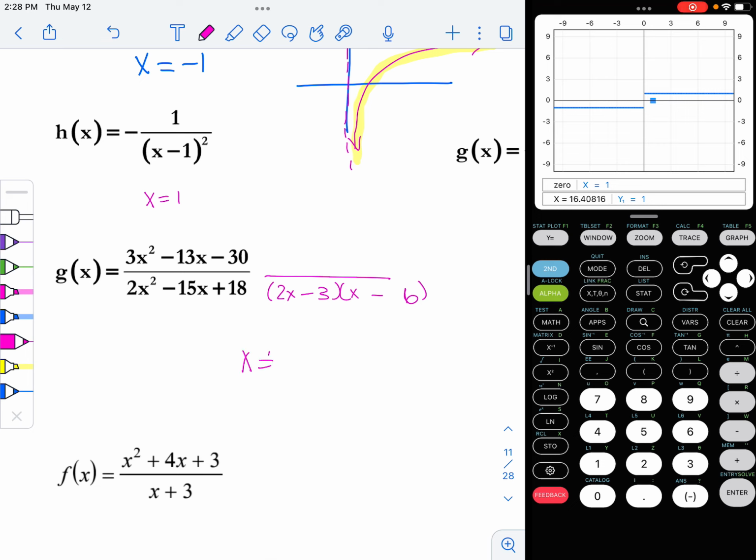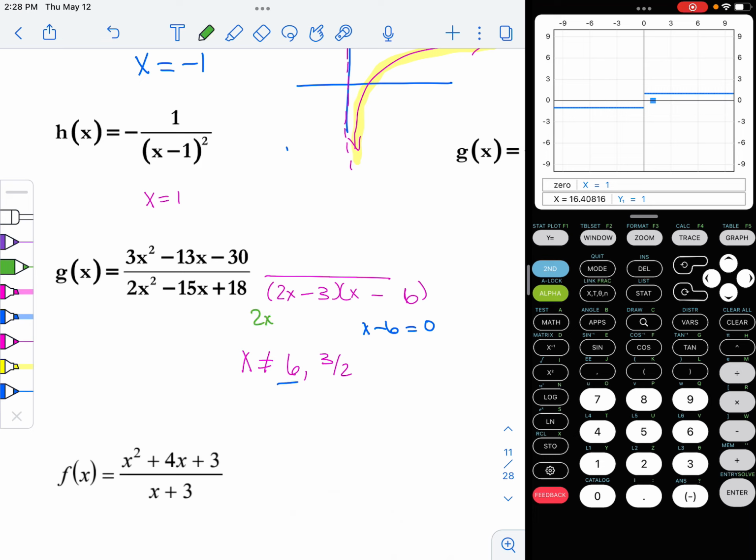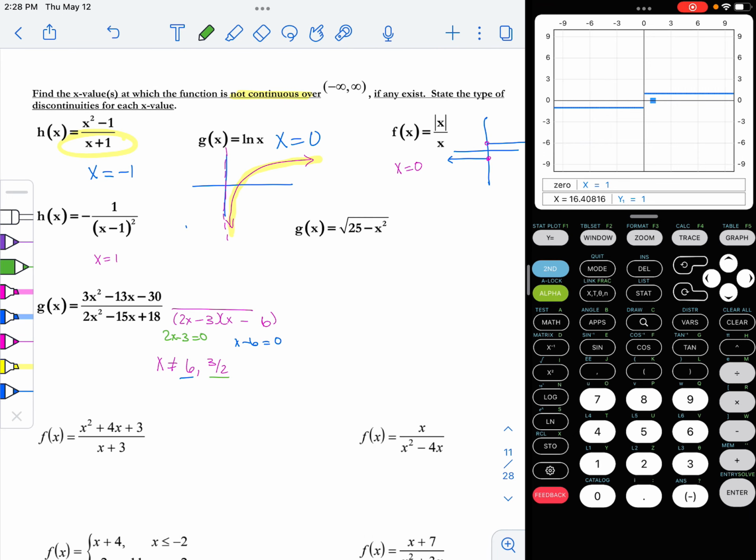So x would not be able to be 6 or +3/2, setting each of those factors equal to 0. That is where I'm getting 6 from, and 2x minus 3 equals 0. That's where I'm getting 3/2 from. The numerator doesn't totally matter. They're just asking me where am I going to have issues, whether they're a whole, jump or asymptote. That isn't the question on this one. I'm just truly finding those excluded values.